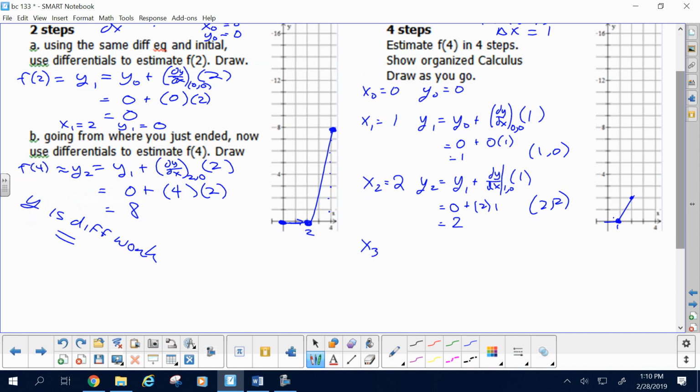x3. What's x3? 3. Never mind. Good job. Way to go, B. Okay, y3 then is the previous y, y2, plus the rate of change at what point? 2, 2 at the previous point times the delta x of 1. y2 left off at 2. The new slope, which is double the x coordinate, is now 4, which takes me up to the point 3, 6.